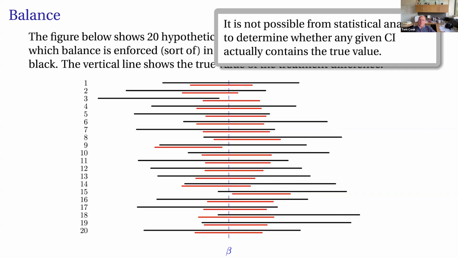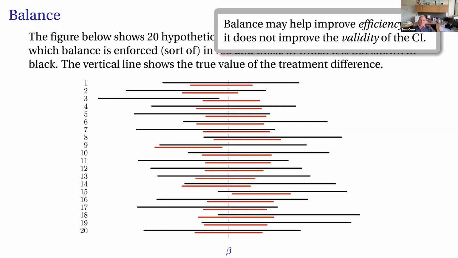And it's not possible from statistical analysis to determine whether any given CI actually contains the true value. So if I look at this red one here, it misses the true value, but I have no way of knowing that from statistical analysis. It looks just as valid as one that does contain the correct value. So balance may help improve efficiency, but it does not improve the validity of the CI.